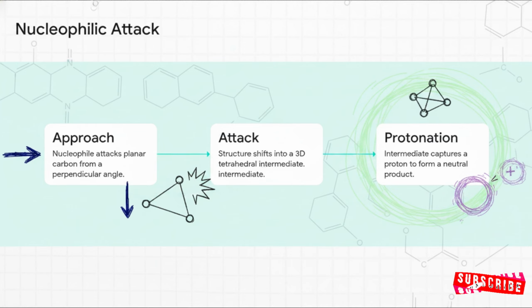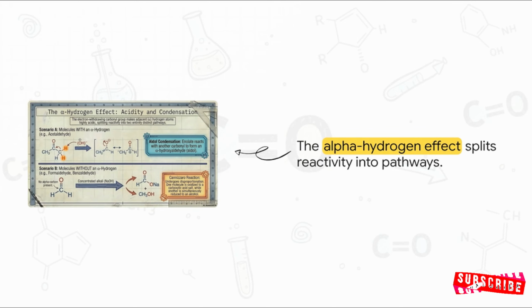Visualizing that 2D to 3D popping motion is the key to mastering this mechanism. I'd highly recommend color-coding your nucleophile in red and the carbon center in blue in your notes to truly lock down this pathway. Now, the alpha hydrogen effect splits reactivity into two completely different worlds.